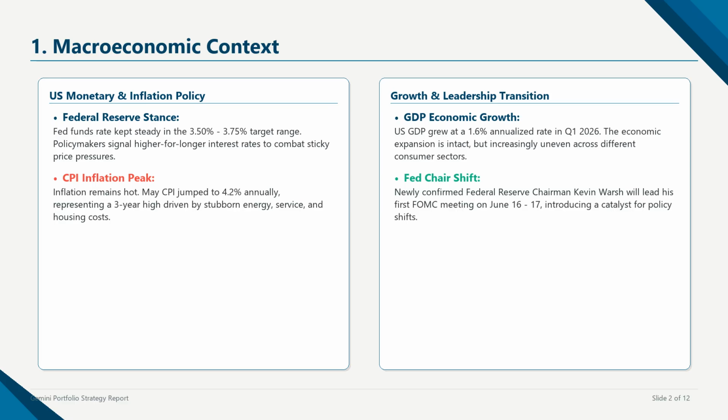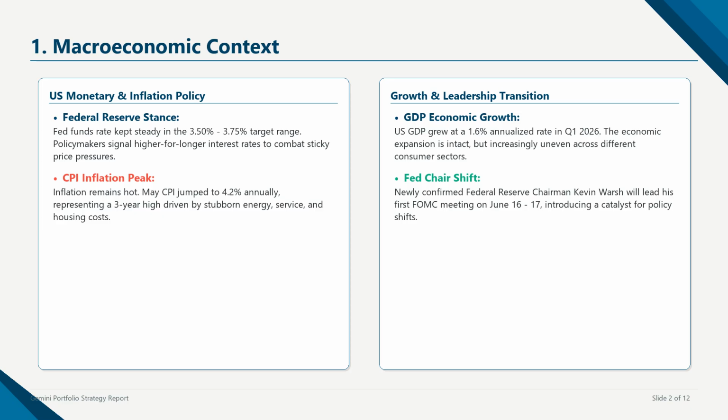Starting with the macroeconomic context as of mid-June, the United States economy is experiencing a resilient but increasingly uneven expansion. Gross domestic product grew at an annualized rate of 1.6% in the first quarter of 2026, indicating stable economic growth. However, inflation remains highly persistent, with the Consumer Price Index rising to 4.2% in May, marking a three-year high driven by stubborn energy, service, and housing costs.